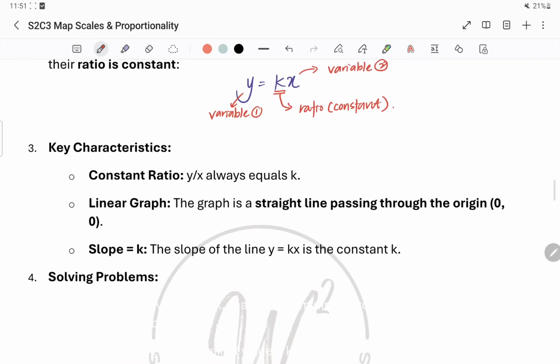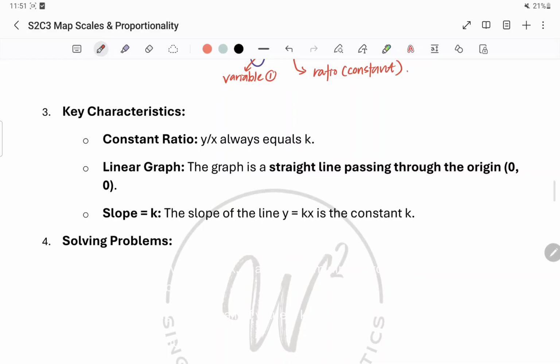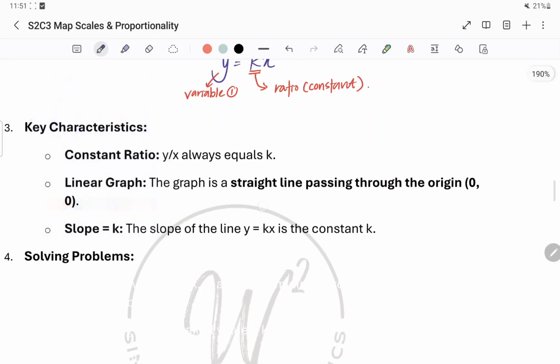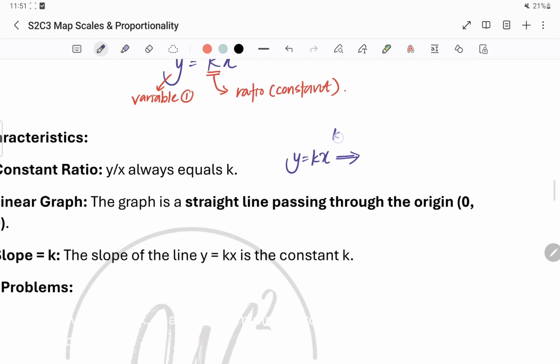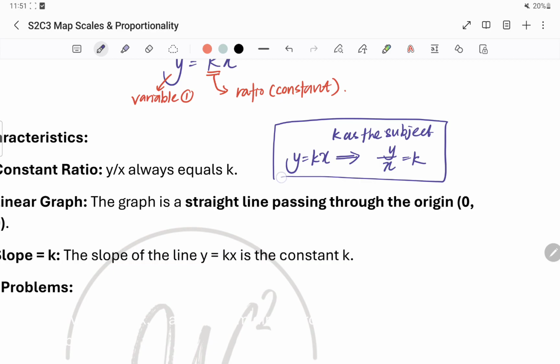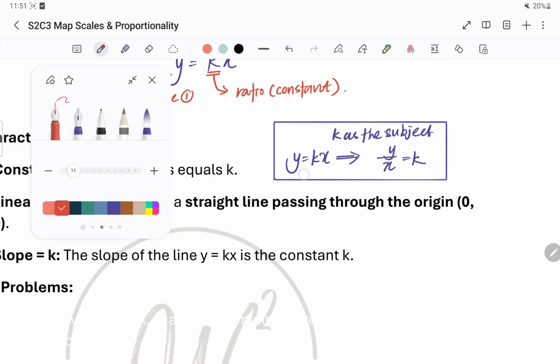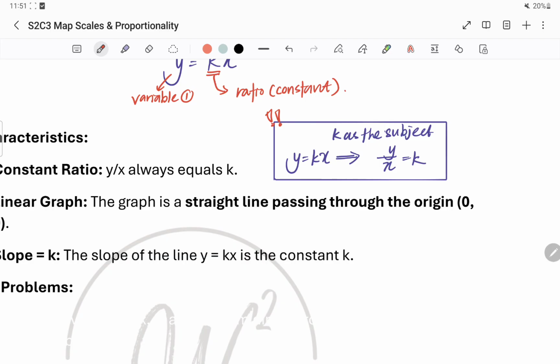Then the key characteristic is that the constant ratio is y over x. If you want to make k the subject, you need to do your working: you put x to the other side. So y over x equals k. This is what I mean by the first point. Why do I need to remember this one? Because most of the questions will need you to find out what the constant is first.